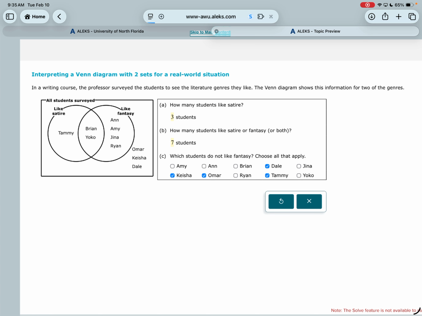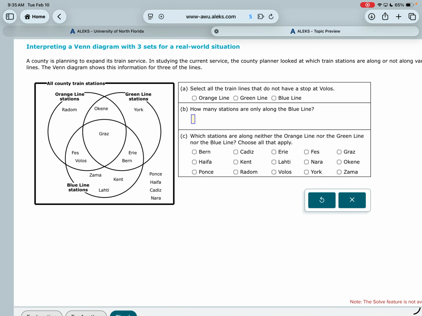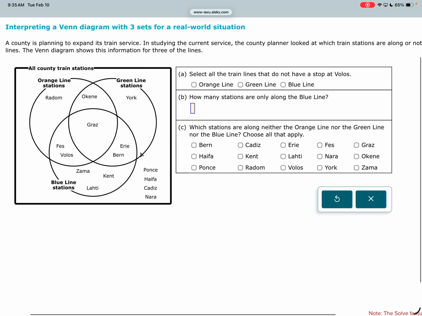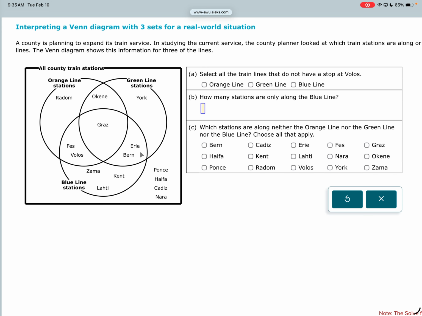If you go to 3 Venn diagrams, it gets a little more crazy, but it is still kind of the same idea. You got different train stations here, orange, green, blue. Like Graz goes on all 3. Erie and Bern like green and blue, okay?